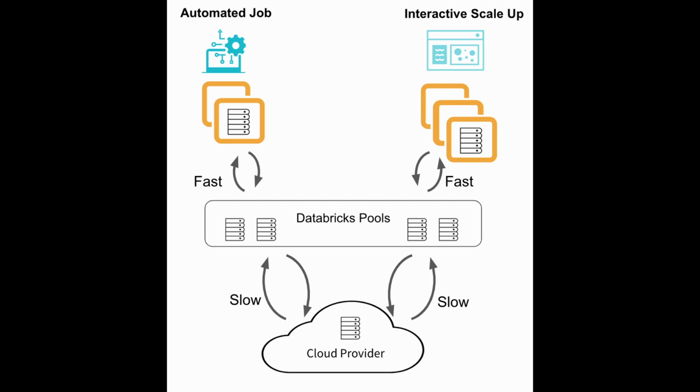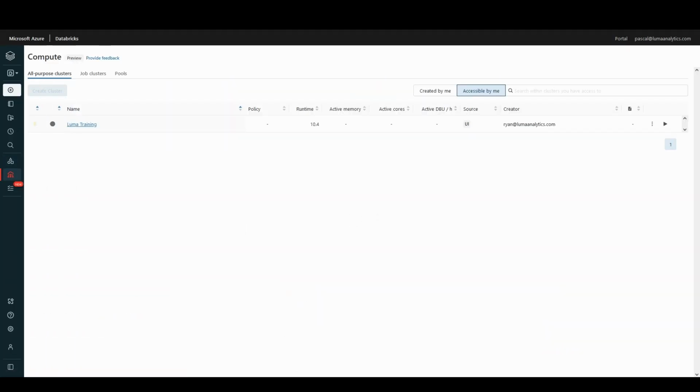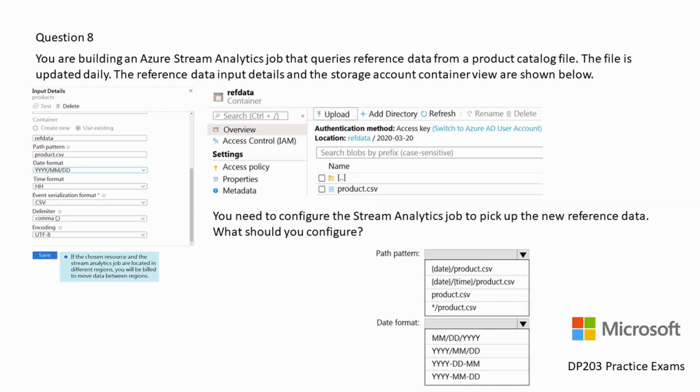So with pools, you can find that the cluster start time and auto scaling time will speed up on Databricks. It's especially effective in running shorter jobs in data pipelines. How we attach a cluster to a pool is also quite easy. In the clusters icon, there's a pools tab and you can click it and get started on it. So the correct answer here is D. Create a pool in Workspace 1. Question 8.